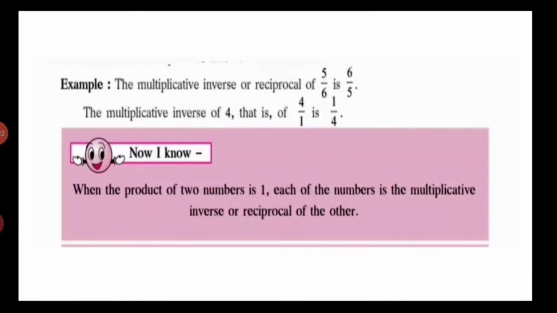But before that, once again revise. When the product of two numbers is 1, each of the numbers is the multiplicative inverse or reciprocal of the other. Examples are given. The multiplicative inverse or reciprocal of 5 upon 6 is 6 upon 5. And the multiplicative inverse of 4, that is of 4 upon 1, is 1 upon 4. We all know 4 means 4 upon 1. So its multiplicative inverse is 1 upon 4.